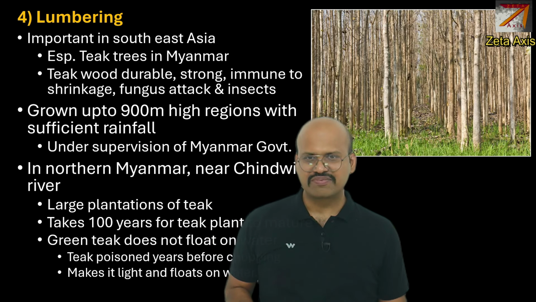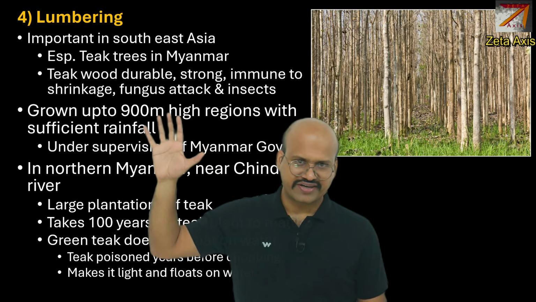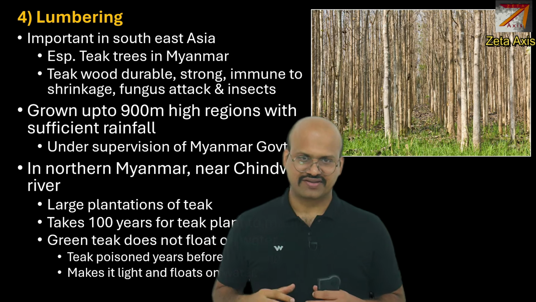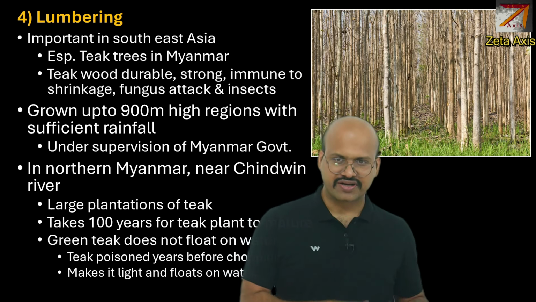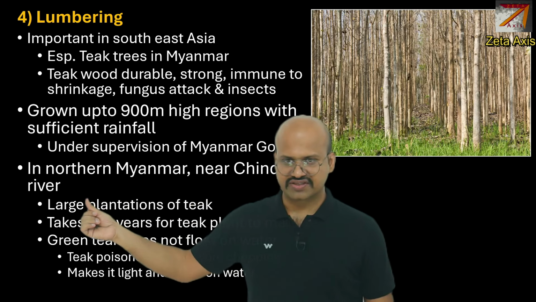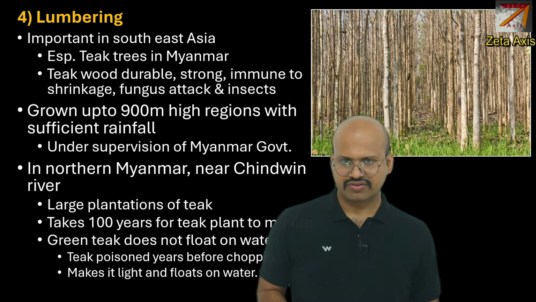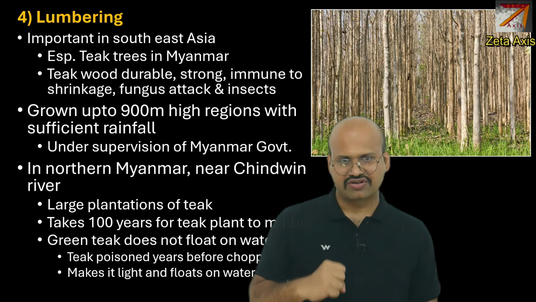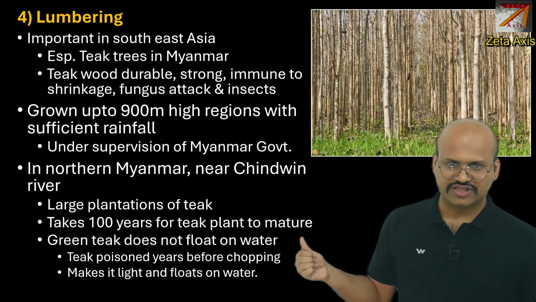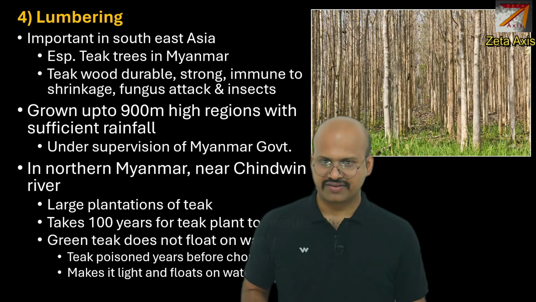The teak trees can be grown to a height of up to 900 meters, and it is grown under the supervision of the Myanmar government because they have to manage it. They have to replace the trees which have been cut. In northern Myanmar, near the Cheng River region, we have large plantations of teak, which is managed under government control. When new plants of teak are planted, it takes around 100 years for the teak plant to mature. So it takes a lot of years for the timber to get ready.